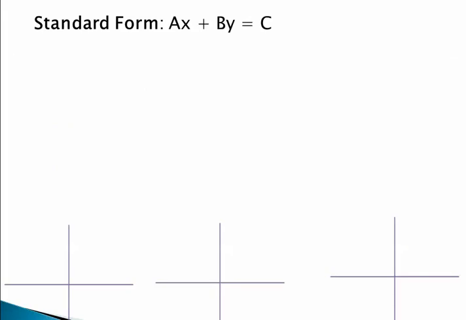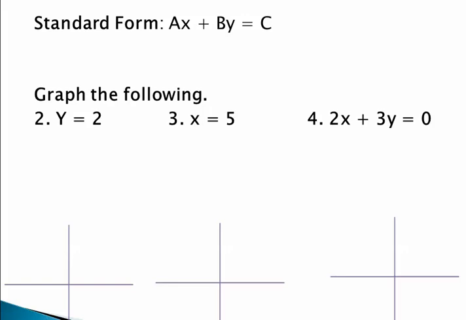A form that hopefully you remember from Algebra 1 is called standard form. It's when you have a linear equation that looks like this: ax plus by equals c, where a and b cannot equal 0, and usually a is going to be positive. Well, a, b, and c will be integers. The following equations are technically in standard form. The first one that we're going to look at is y equals 2. The next one is x equals 5. And the last one is 2x plus 3y equals 0.